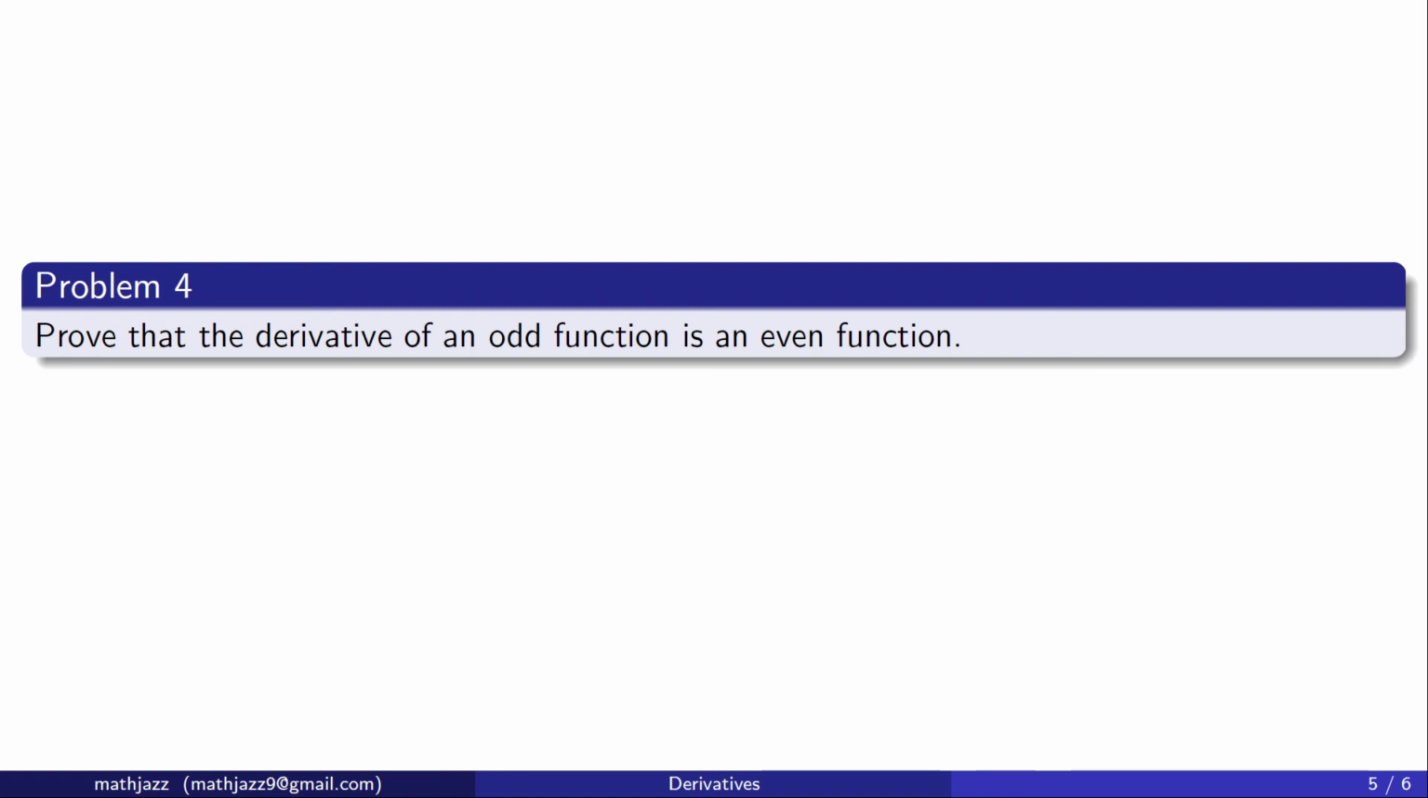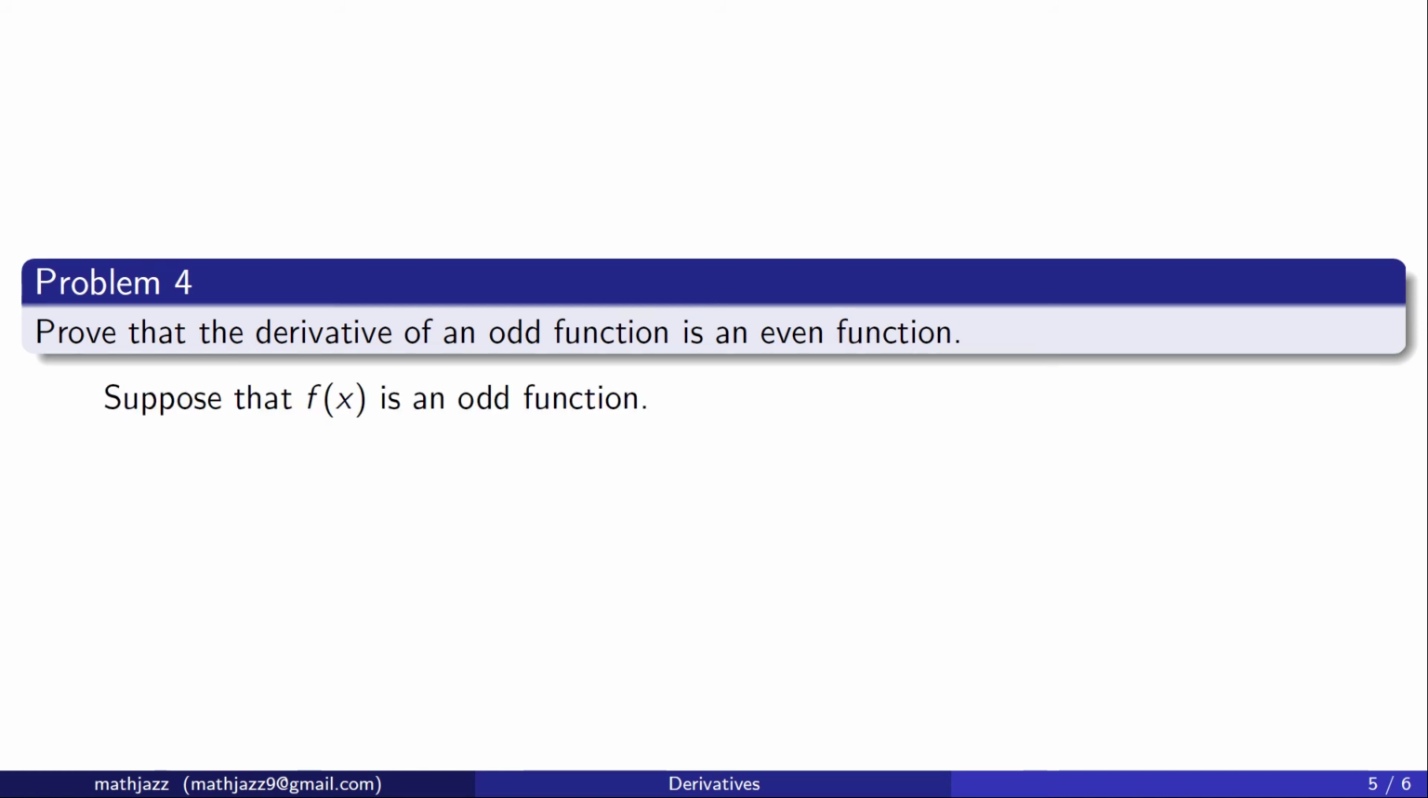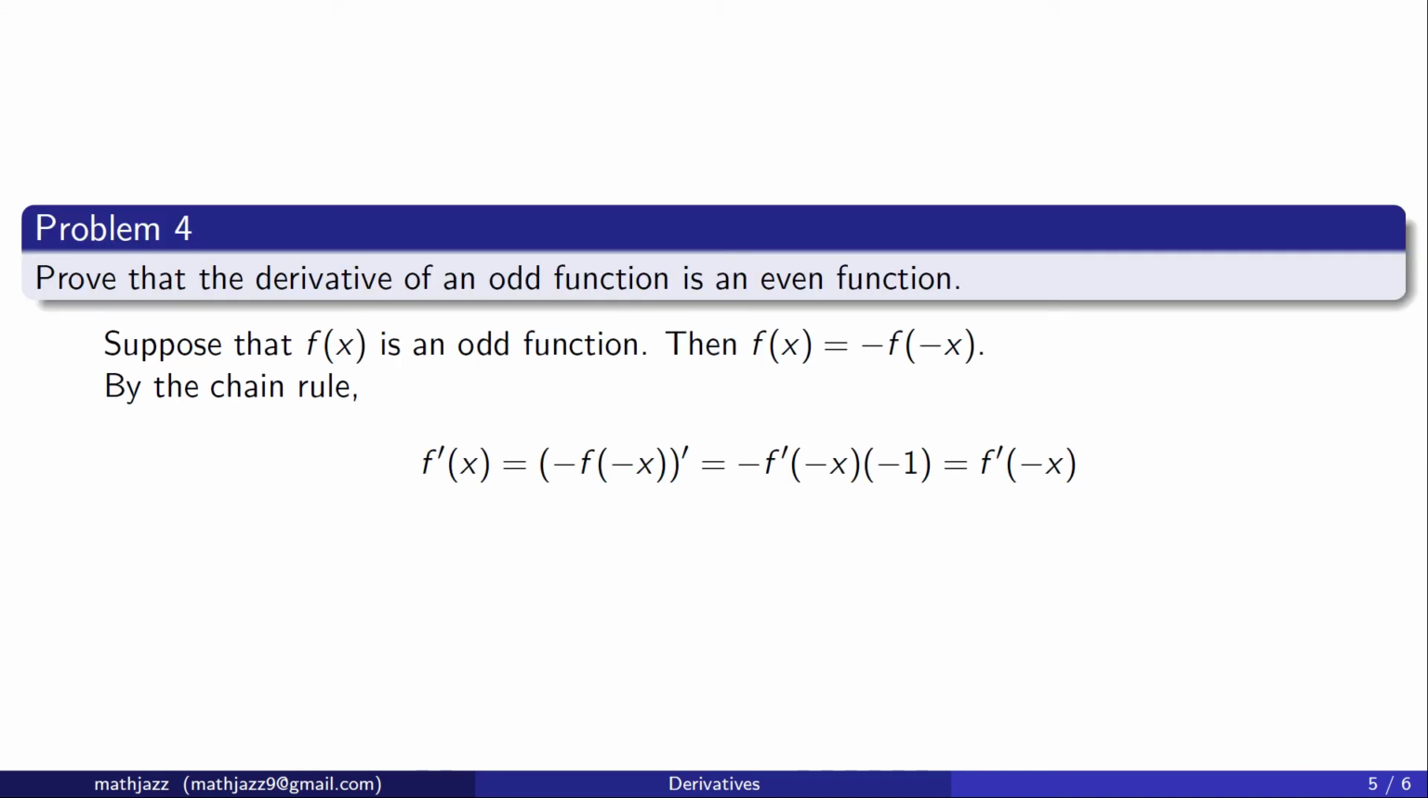We had an even function before whose derivative we showed was odd. Now we have an odd function, and we're going to show the derivative is even. And it works exactly the same way. We're going to suppose f is an odd function. That means that f of x equals negative f of negative x. And that means that f prime of x is equal to the derivative of negative f of negative x. By the chain rule, we get negative f prime of negative x times the derivative of our inside function, negative 1.